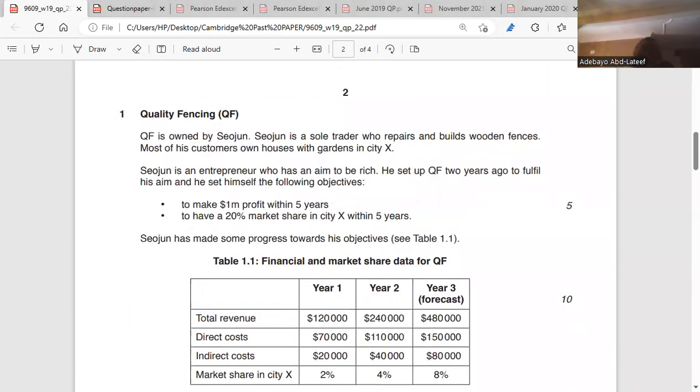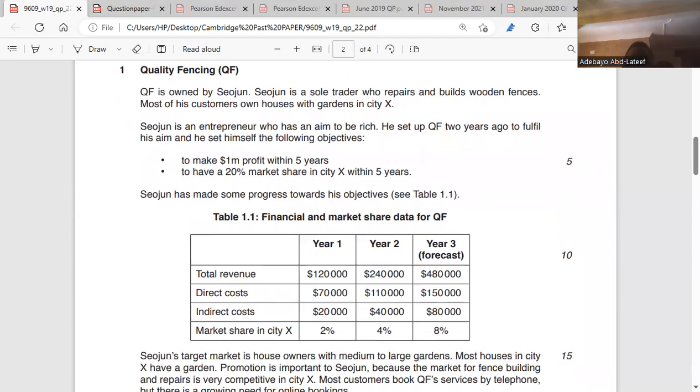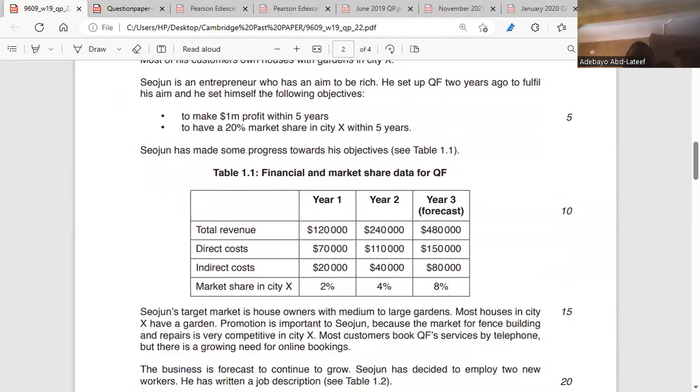QF, Quality Fencing. Please read. QF is owned by Sojourn. Sojourn is a sole trader who repairs and builds wooden fences. Most of his customers own houses with gardens in City X. Sojourn is an entrepreneur who has an aim to be rich. He set up QF 2 years ago to fulfill his aim, and he set himself the following objectives. 1, to make $1 million profit within 5 years. 2, to have a 20% market share in City X within 5 years.